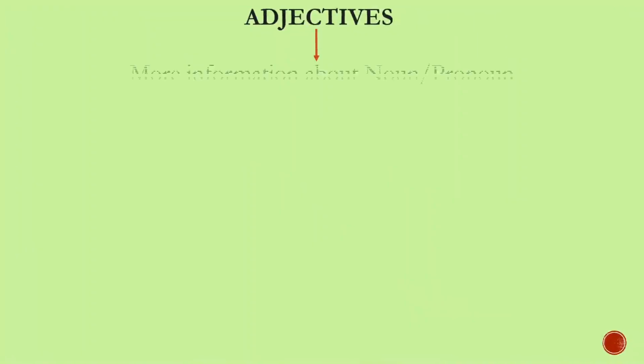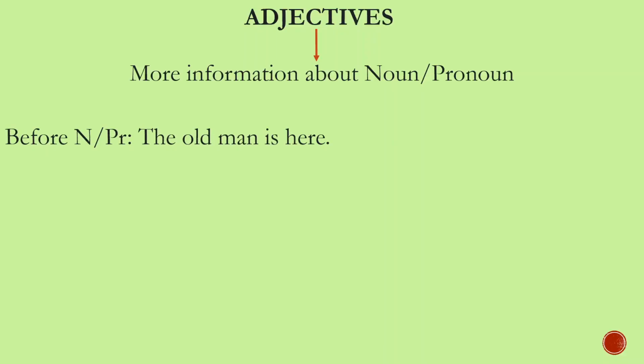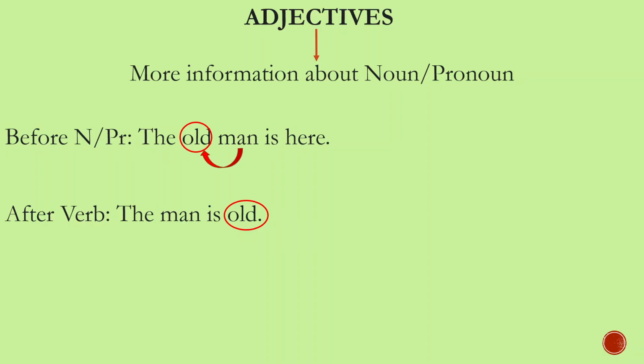Adjectives are words that give more information about a noun or a pronoun, and they are generally placed before the noun or pronoun, but after the verb. Look at the examples here. In the first example, old is the adjective, and it is placed before the noun man. In the second example, the same adjective is placed after the verb is. So this is the placement of adjectives.